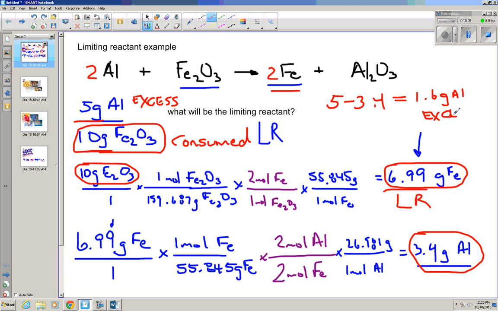So if I did this chemical reaction and I started it with 5 grams of aluminum and 10 grams of iron oxide, every bit of the iron oxide is going to be consumed in the reaction because it's the limiting reactant. If I go back and calculate, I can find out that I only need 3.4 grams of aluminum to make the whole thing work. I actually have 5. So when I'm all said and done, and I take a look at my reaction vessel, there's going to be 1.6 grams of aluminum in here. Okay, this is a limiting reactant problem.